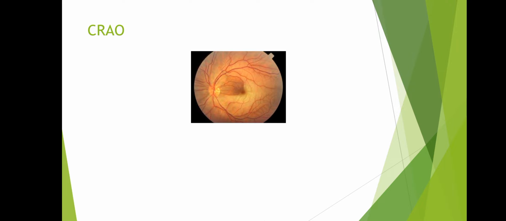Treatment: we have to give immediate intermittent digital massage to the globe. We have to give intravenous acetazolamide. Inhalation of 5% carbon dioxide and 95% oxygen mixture every 10 minutes may be helpful. Paracentesis of the anterior chamber and retrobulbar injection of acetylcholine to produce vasodilatation. As an anticoagulant, heparin should be administered intravenously.